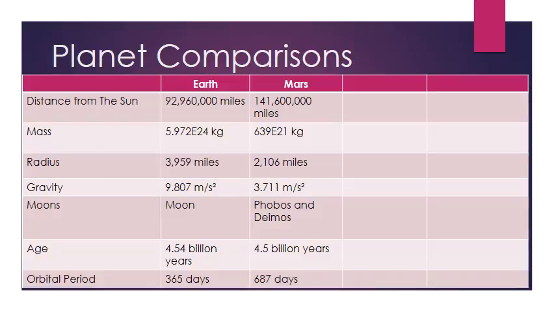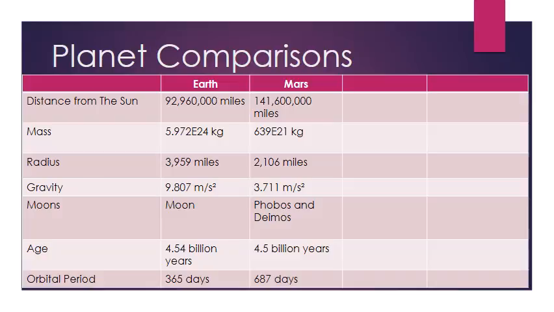The gravity of the Earth, as you all know, the g of the Earth is 9.807 meters per second squared, whereas that of Mars is 3.711 meters per second squared. This indicates that it's around 2.7 times less g than Earth.